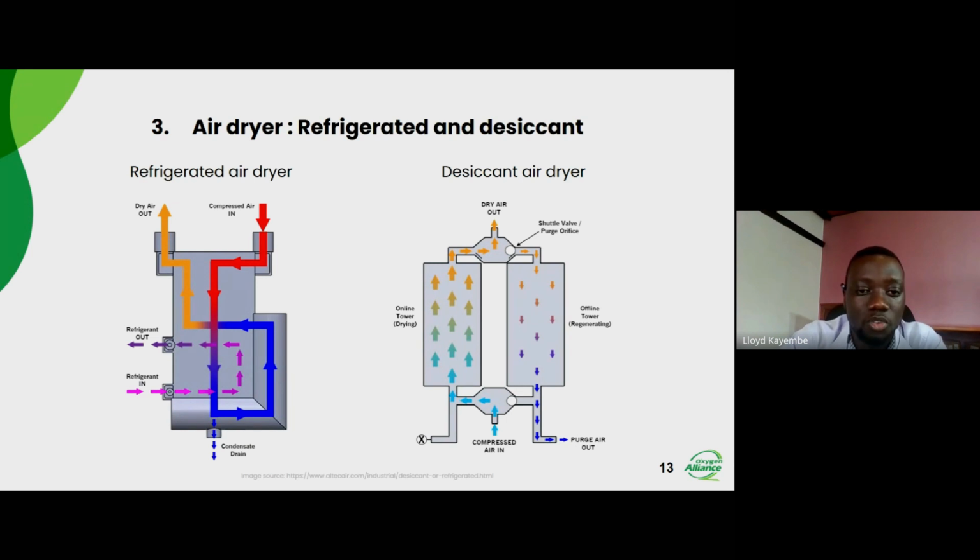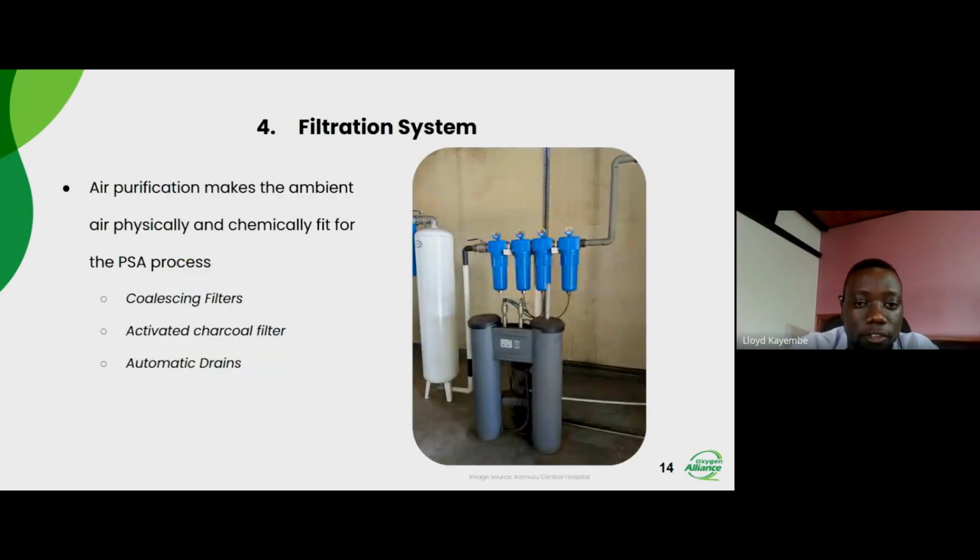The next component is the filtration system. In a PSA plant, there are various filters that are used to remove solid particles from the air, such as dust and trace amounts of oil in the compressed air. After the oil separator, the air will go through these filters.